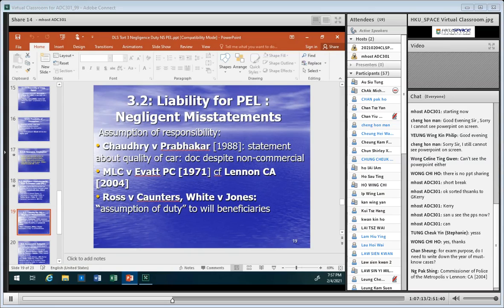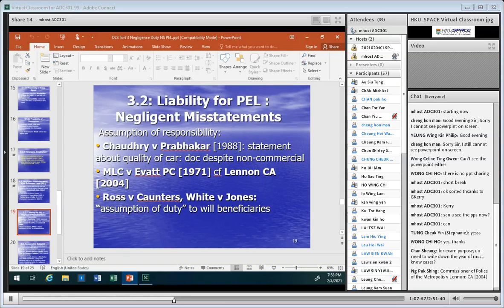Okay. Then I've got the will cases, Ross v Caunters, White v Jones. In Ross v Caunters, White v Jones on page 85, the court extended a duty of care to the beneficiaries under a will. And Ross v Caunters is definitely a will case because there was a will being prepared in which two daughters were being cut out because they were not on good terms with their father. But then there was a reconciliation with the daughters, and so the testator, the father, instructed the solicitor to prepare a new will, giving each daughter £9,000.